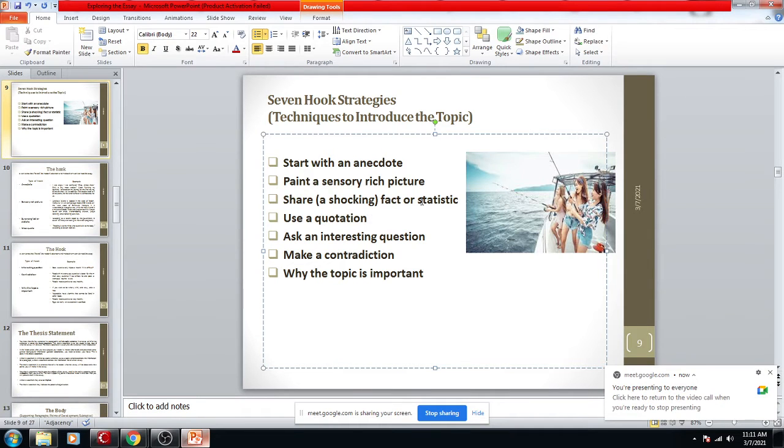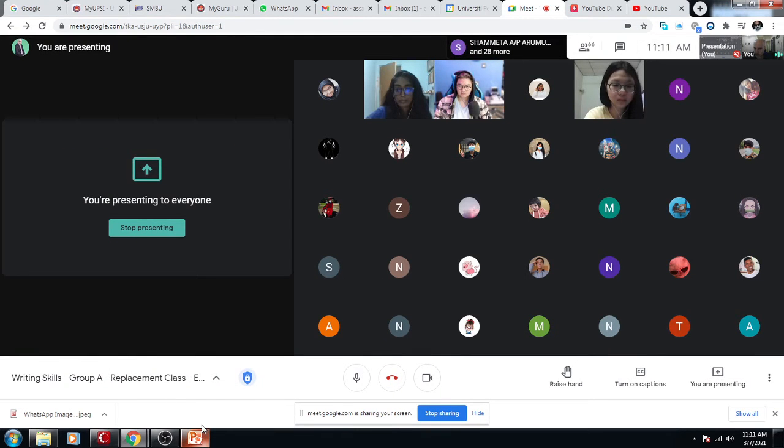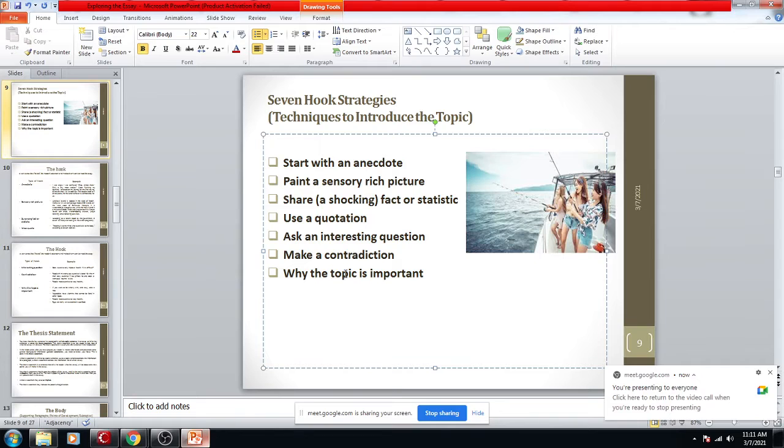Share a fact or statistic, a shocking fact, a surprising fact. The more shocking, the more likely you are to hook the reader. We're going to see some examples of these in a short while, in the next slide.